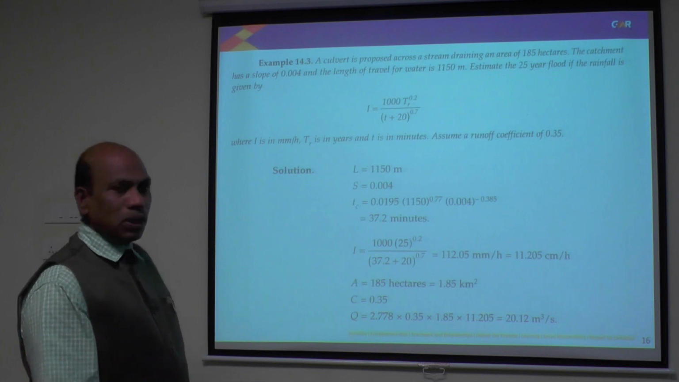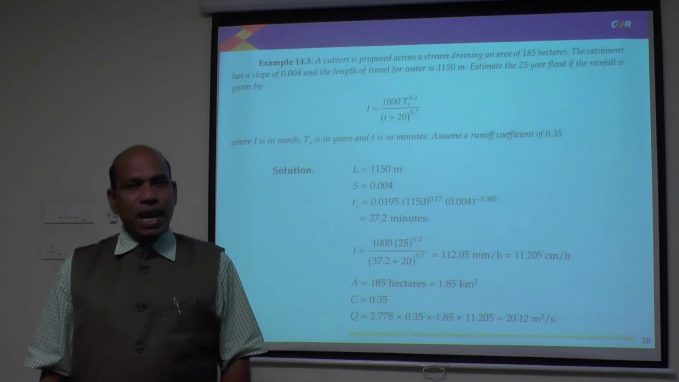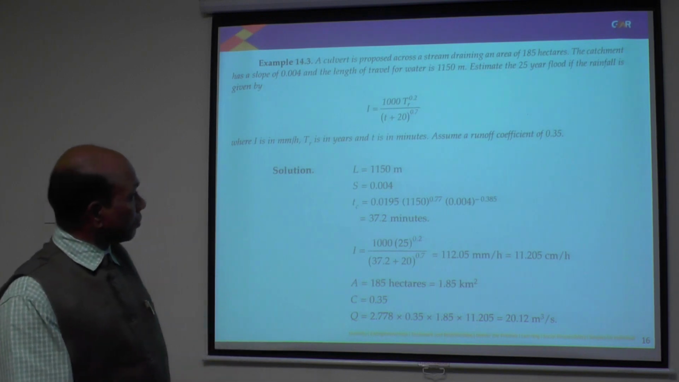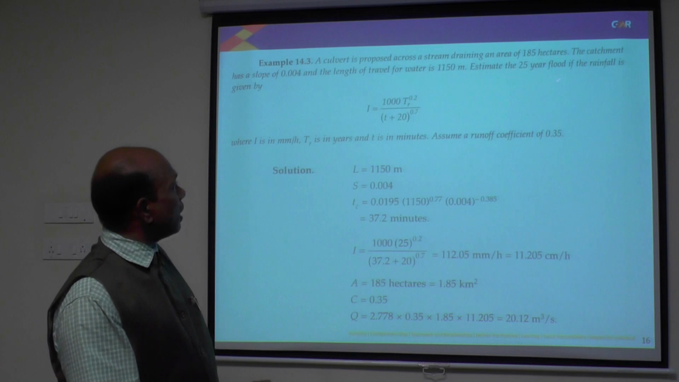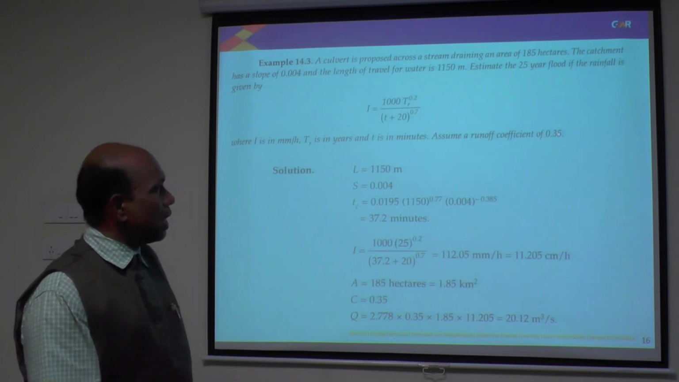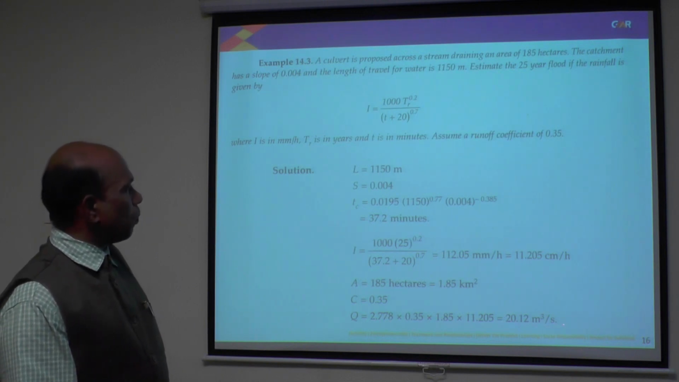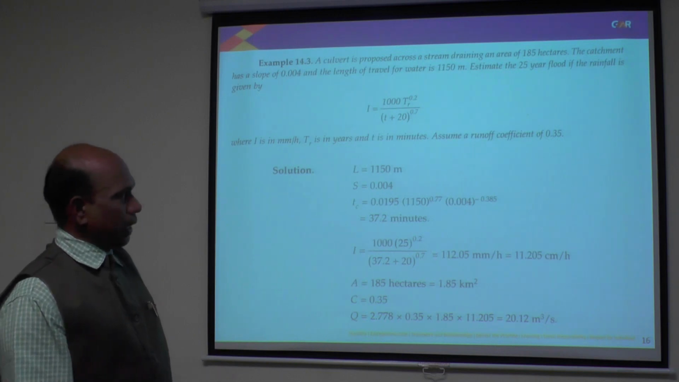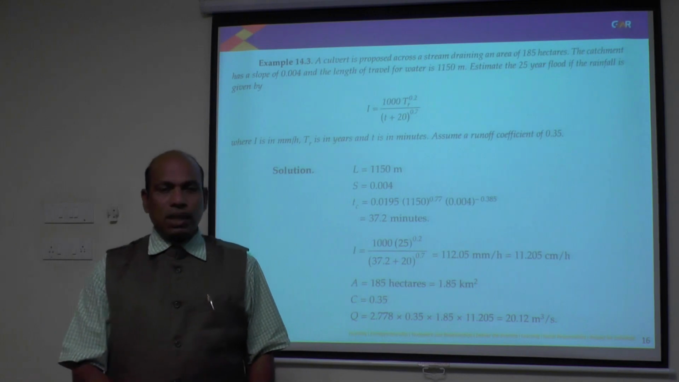Then with this value, we know the standard formula, Q equals 2.778 CIA. C is given here, the runoff coefficient is 0.35, and the area is also given in hectares. First convert that into square kilometers, and the intensity of rainfall is calculated here. So substitute these values here. Finally we had 20.12 meter cube per second. These are the problems related to the rational method.